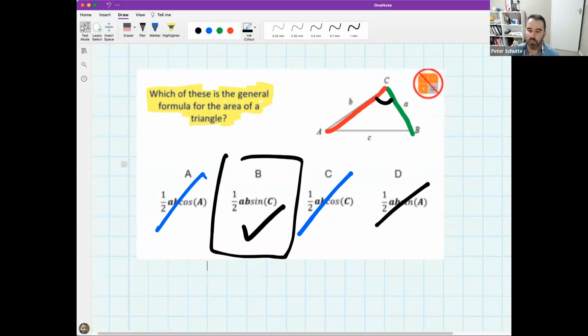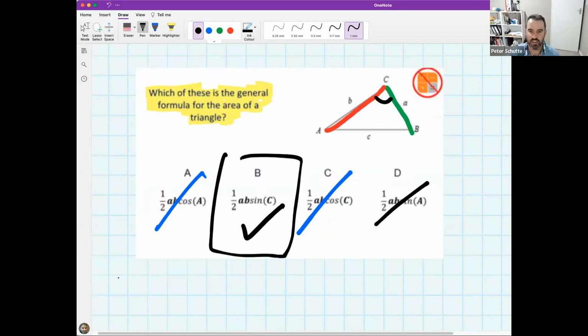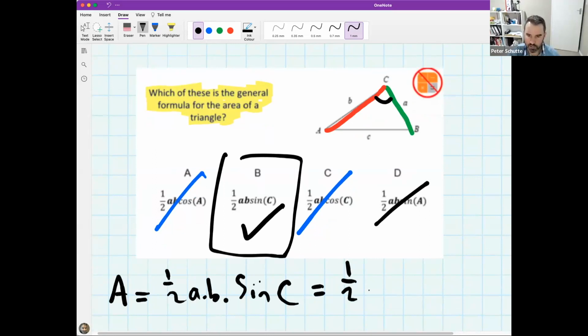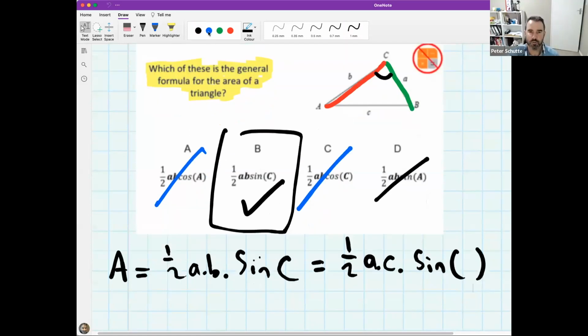Now, I want to ask that if I know the area is a half A times B times the sine of C, what would complete the formula if I said a half A times C times the sine of what angle? Because you can write the area rule in different ways. What do you think the missing angle would be? What do you think is going to go in the missing bit there?